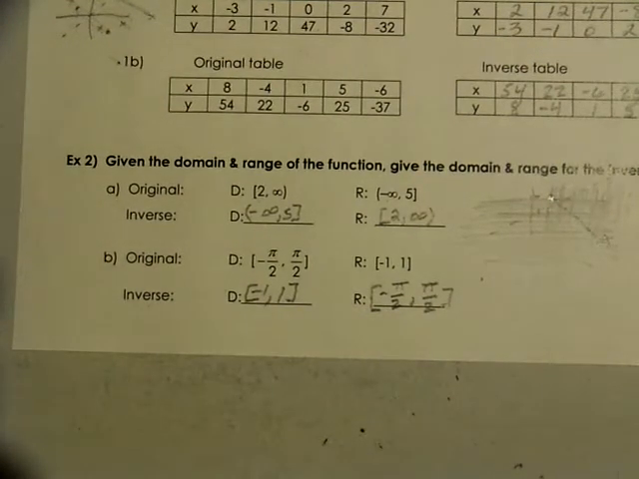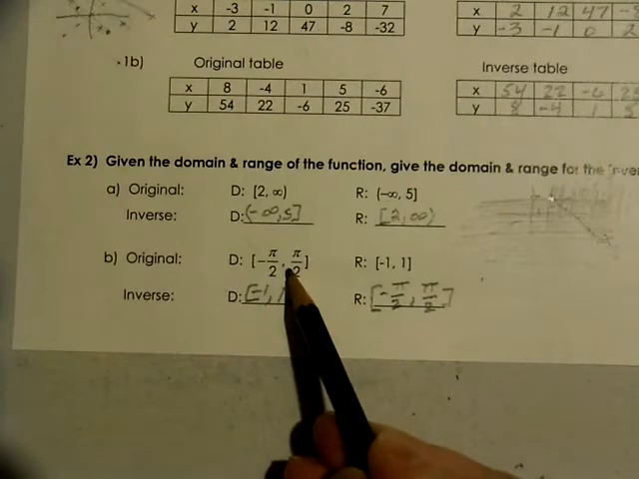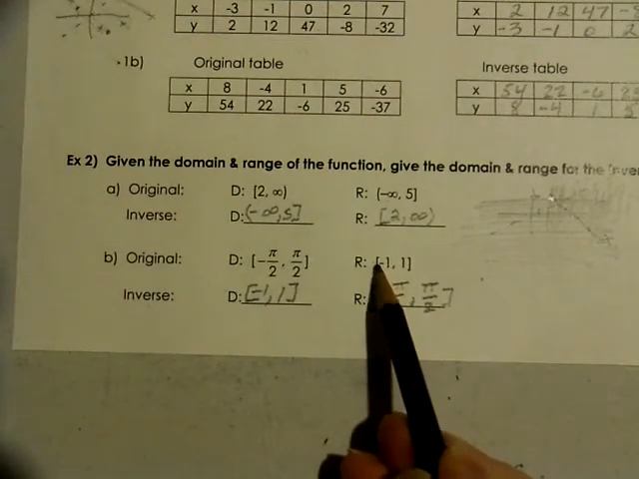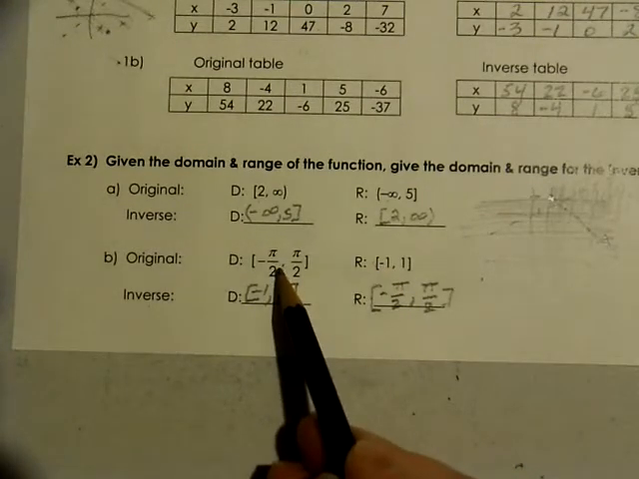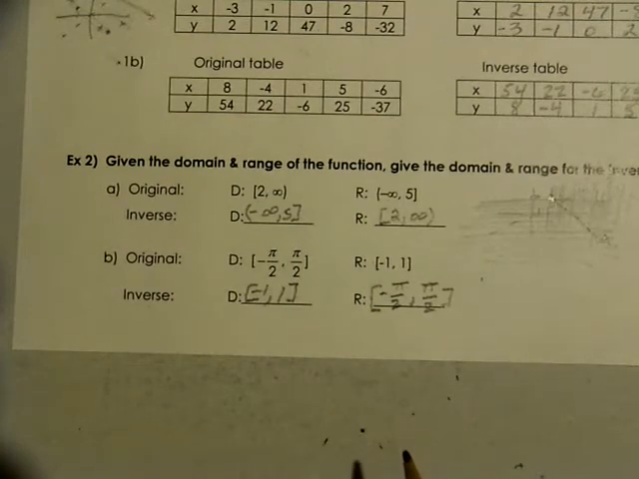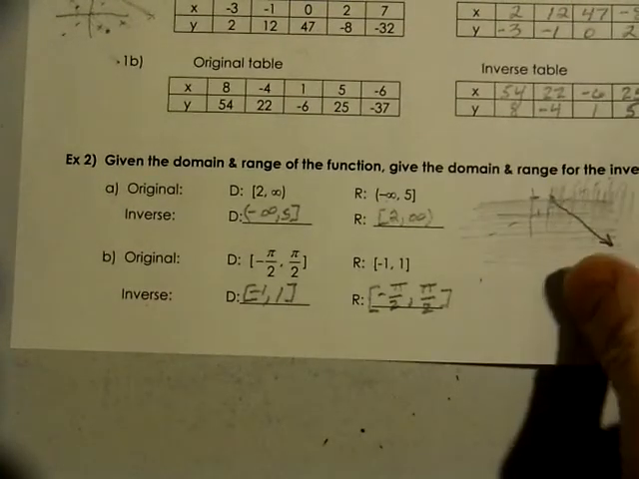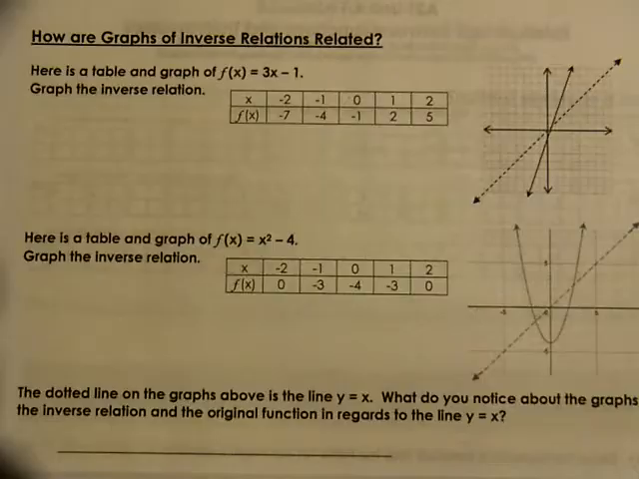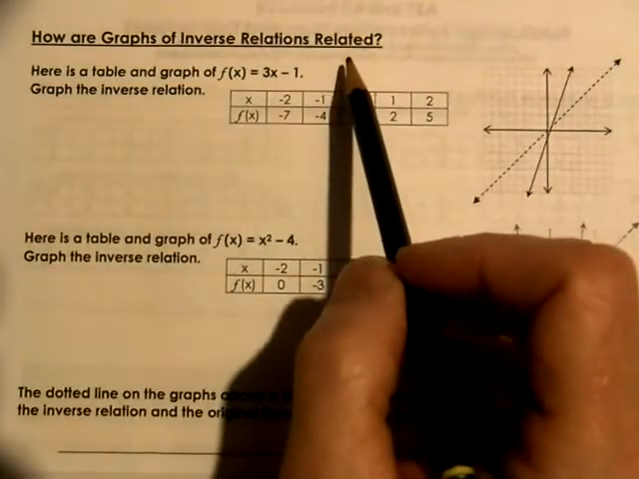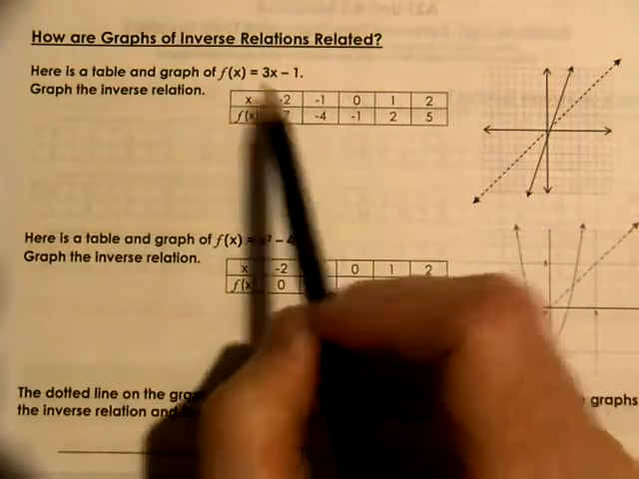Pretty simple. Your y values turn into your x values, and your x values turn into your y values. On the flip side, we're looking more at how the graph itself is working.